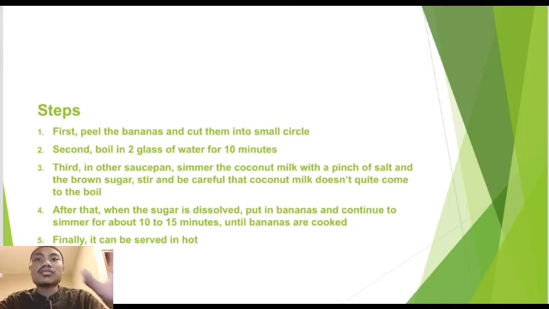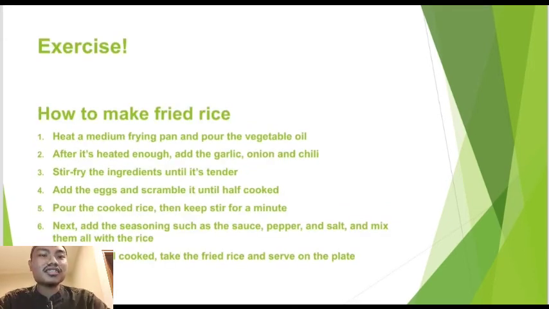Good. So from these steps, you guys already know how to analyze the generic structures and also the language features. So I don't have to mention that again because you can read it again. Okay, good. So let's go to the exercise because you already know what kind of text a procedure text is. Okay, good. So here is how to make fried rice. I think I'll give you some time, maybe about 5 minutes, to read the steps first, and then we'll go to the next slide.